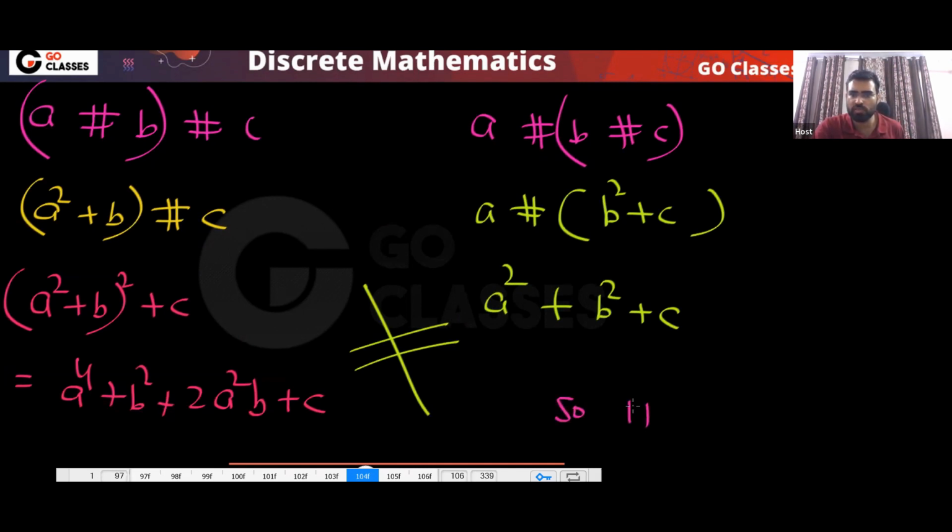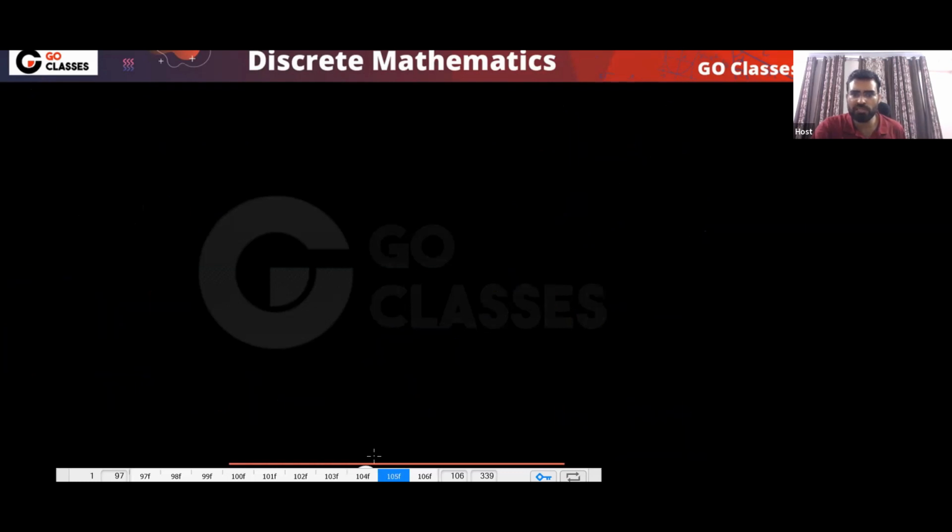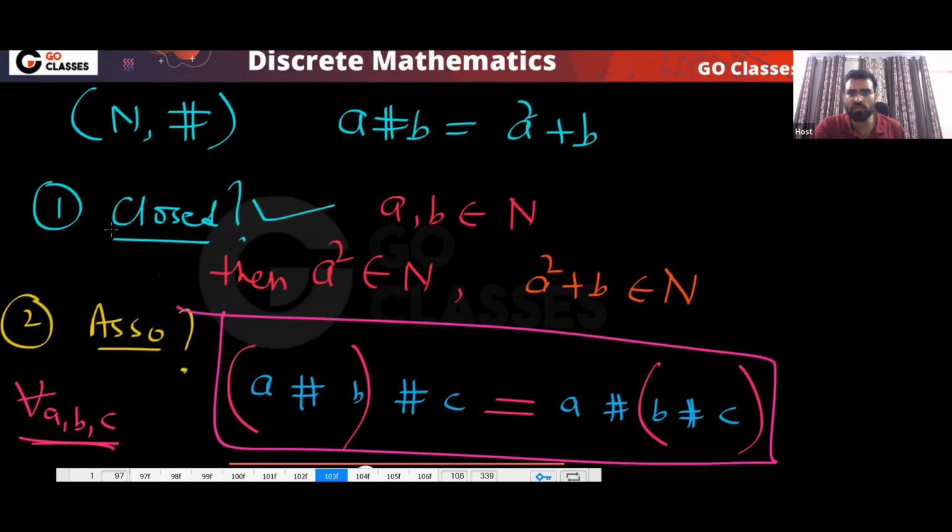So not associative. The associative property is not satisfied. So for associative property, this is what you need to check.